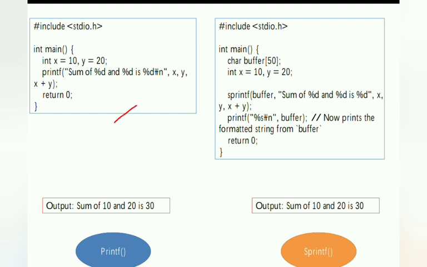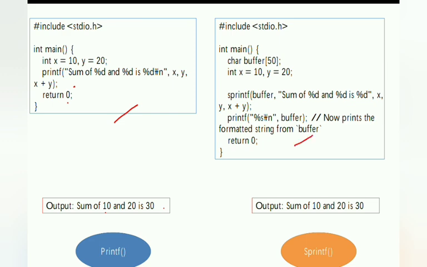So in the printf example, given the values x equals 10 and y equals 20, the sum of the values is x plus y. It will print the sum of these two values, 10 plus 20 is 30. Otherwise it returns 0. So here the output is: sum of 10 and 20 is 30. Using the printf statement, we are directly writing the statement onto the console.